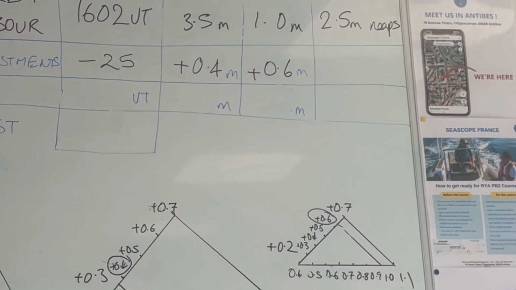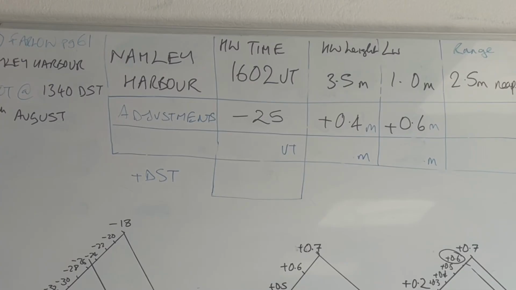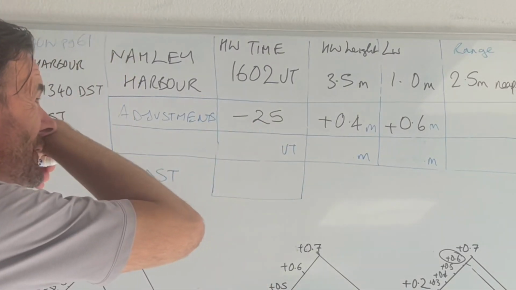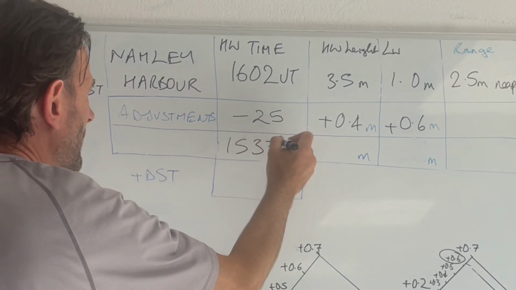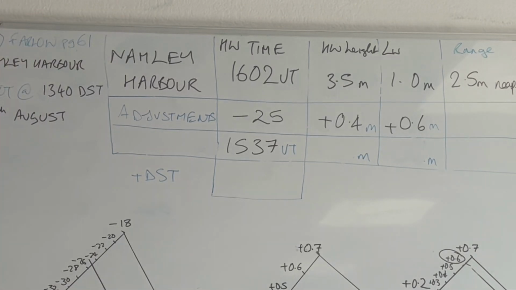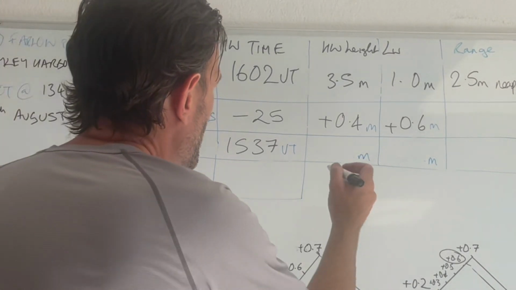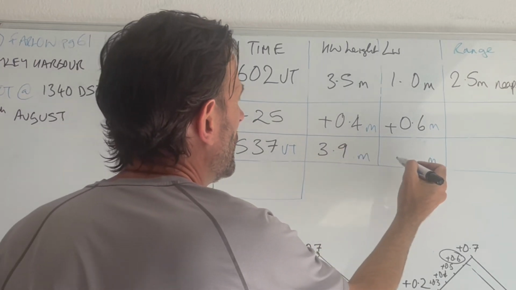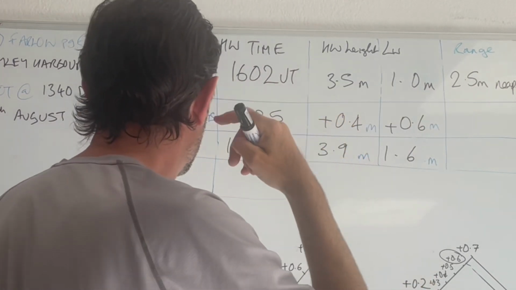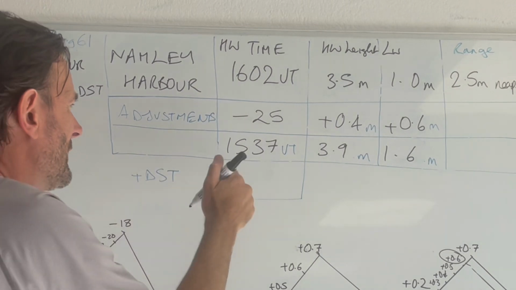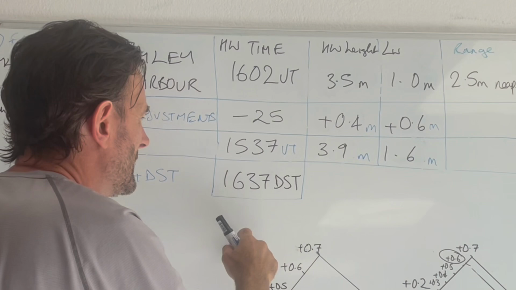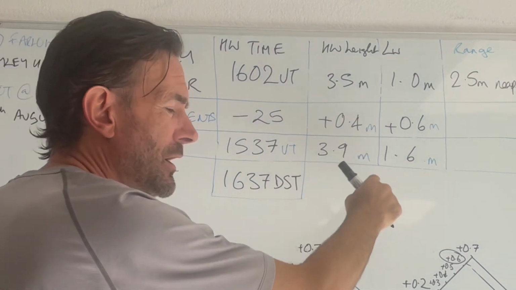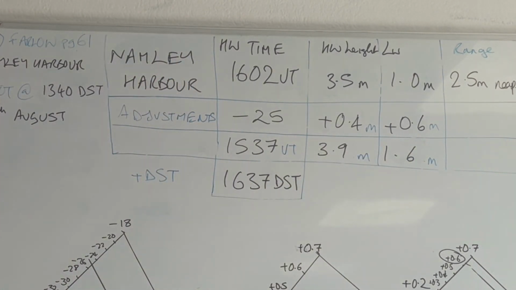So then all we've got to do is the sums. 1602 minus 25, I make that 1537. Super quick with the maths. And 3.9 here, 1.6 here. And that's what that DST box is for here, because we're going to add it now, 1637 DST. So that's the data that we need to put into our standard port curve for Port Fraser.